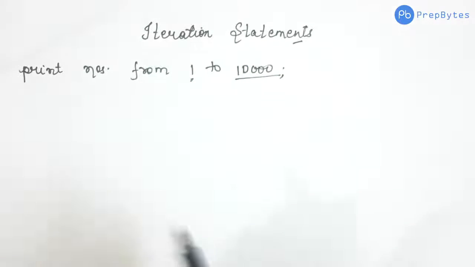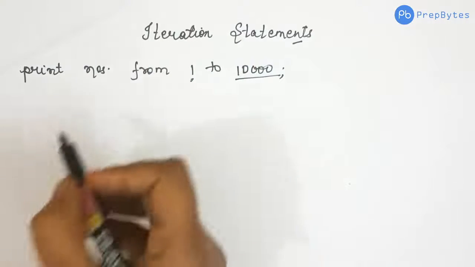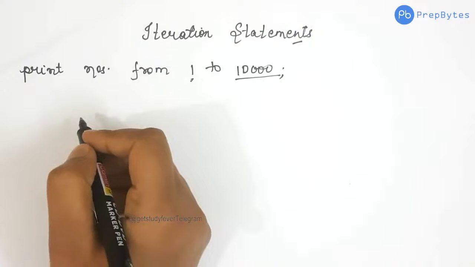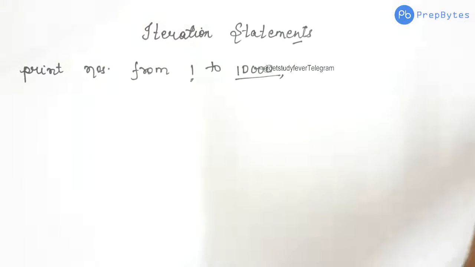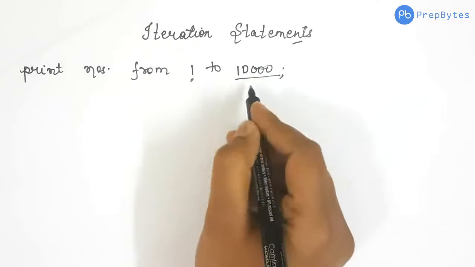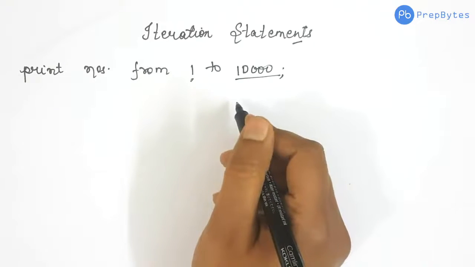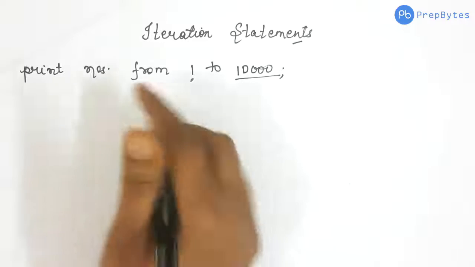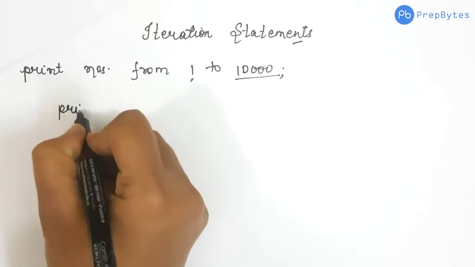So what are the various ways? You can simply do System.out.println and write the numbers from 1 to 10,000. But we know that this is really complex, manually writing numbers from 1 to 10,000. As you can see, we are doing a kind of repetitive work. What is the repetitive work here? The repetitive work of printing.